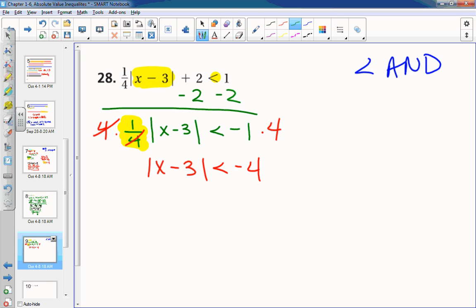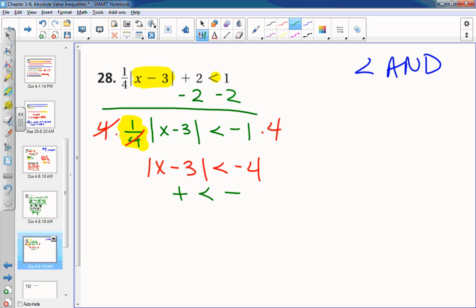Well, now I've isolated my absolute value. I recognize that it's an and, okay? So this would be a compound inequality, but before I do case 1 and case 2, I need to first check to see if this is possible. So the outcome for my absolute value is going to be a positive outcome, and that's going to be less than a negative outcome. Well, can that ever happen?